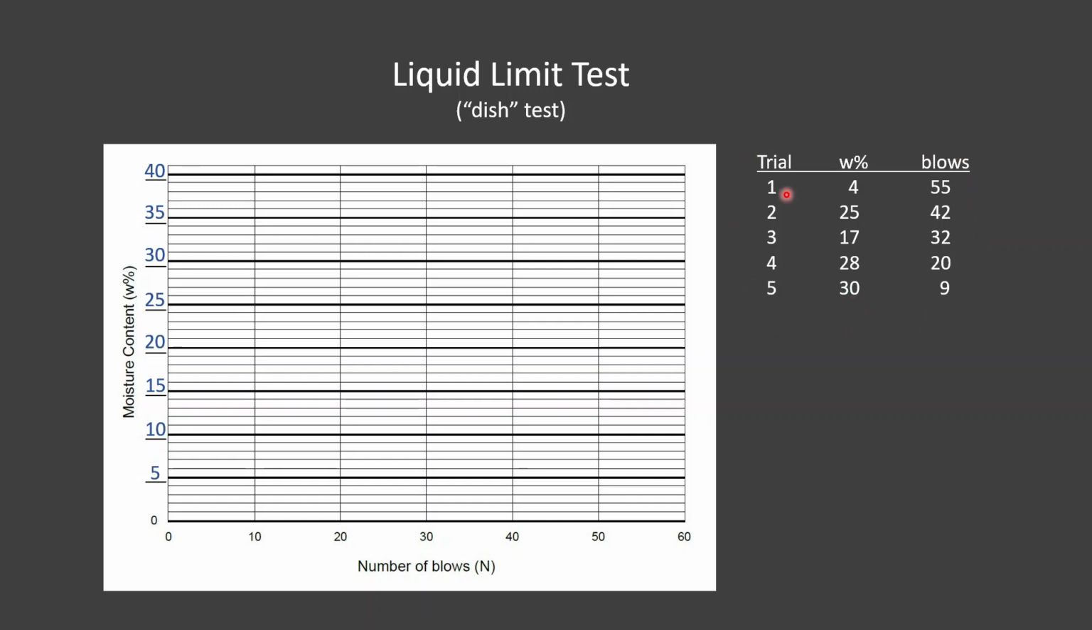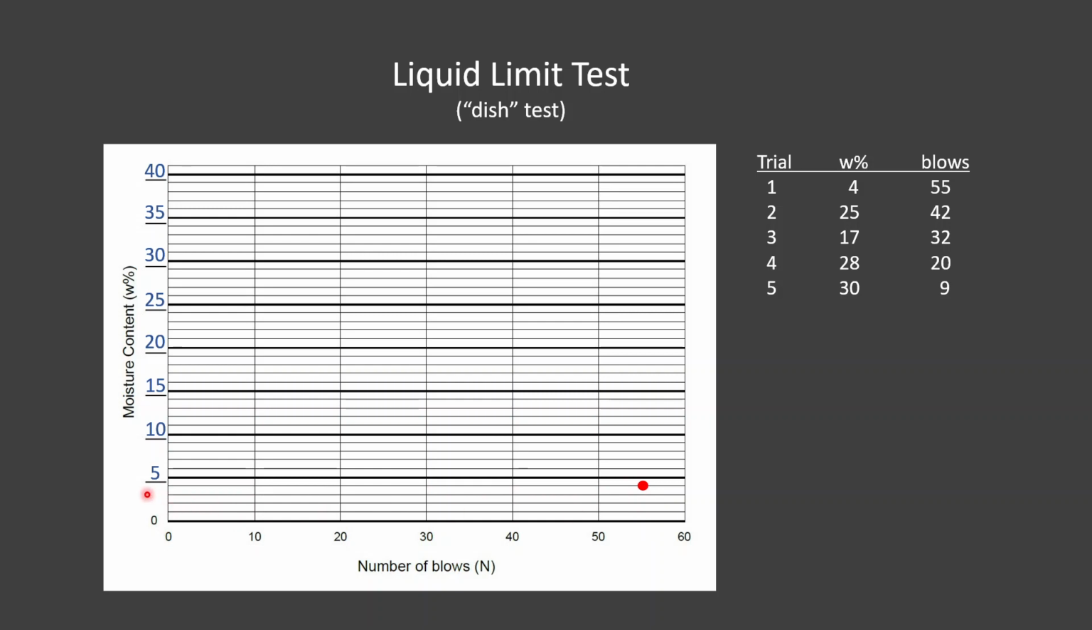And if we say our first trial took 55 cranks or 55 blows, and we determined the moisture content by weighing our masses wet and then dry to be 4% moisture, we'd have a data point that we can plot on our graph. And a copy of this is included in the lab manual, where we have 4% moisture on our vertical axis and 55 number of cranks, or number of blows, with that dish.